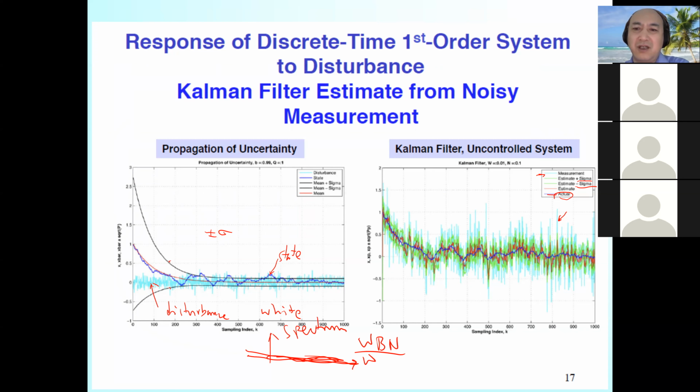So just to give you a rough idea: if you only have a measurement, not refined, your noise is so big. But if you use a Kalman filter, you are going to get the red one. The red one is the Kalman filter, and the blue one is the real signal. The original signal is stochastic. Because of x0, it is stochastic, right? Random.